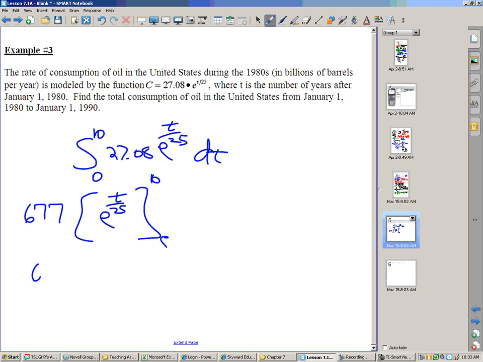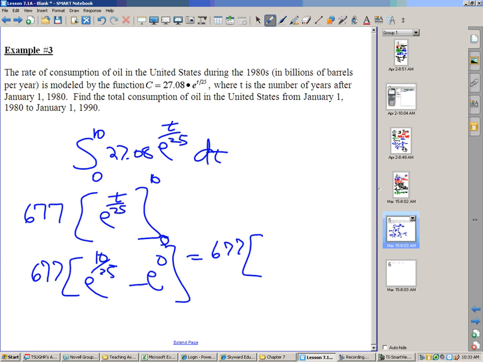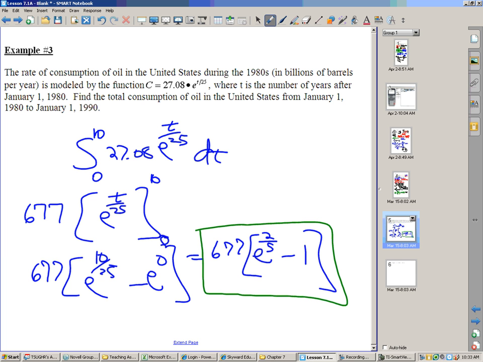If we plug in 10, we get 677 e to the 10 over 25 minus e to the 0. Don't forget that that's 1. This is 2/5. So it's 677 times e to the 2/5 minus 1. Okay? You can leave your answer like this. But since it's a decimal, it's a problem like this, we probably want to give the decimal answer as well.